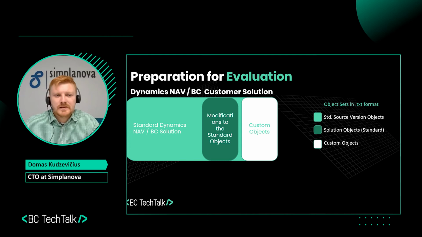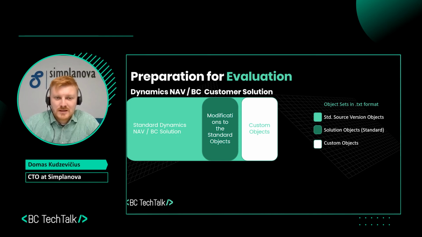Once it's done, you can move on to the next stage and prepare the object sets. Each solution has the same concept of modifications, right? Underneath you have the complete standard Dynamics NAV or Business Central solution. Then on top, you have modified some of the standard objects and also created your own custom objects. So that's where 3 sets should come from.